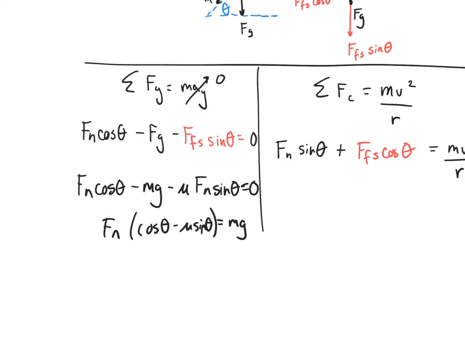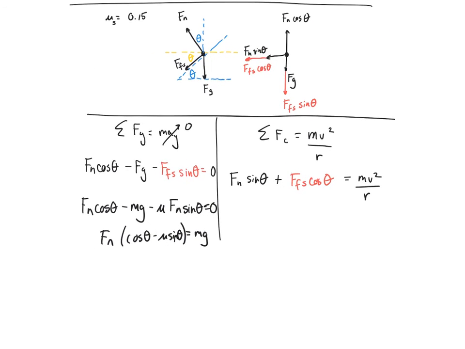God, I keep zooming out. Sorry, guys. I'm on the wrong button. I would then again say this: Fn equals mg over cosine theta minus mu sine theta.